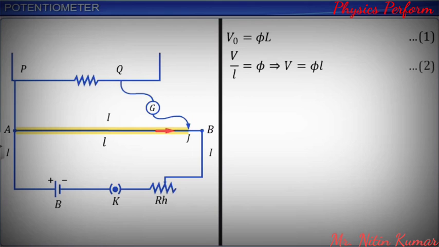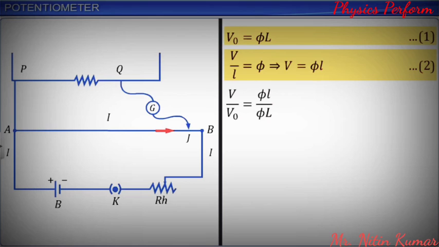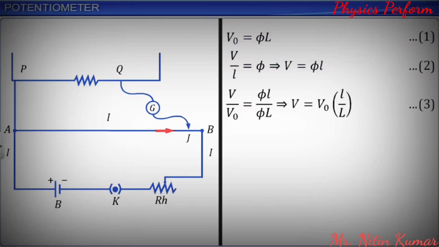Dividing equation 2 by equation 1 and simplifying, we get V is equal to V naught into L by L. Let this be equation 3. To find the value of V, we need to know the value of V naught. To find the value of V naught, the resistor in the secondary circuit can be replaced by a cell whose EMF E naught is known.